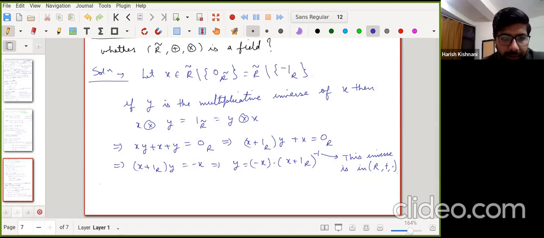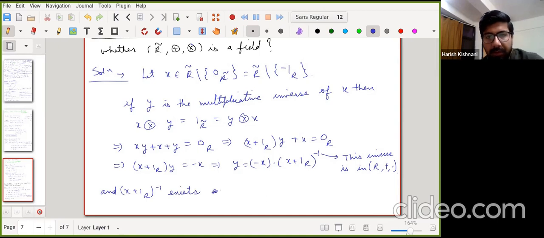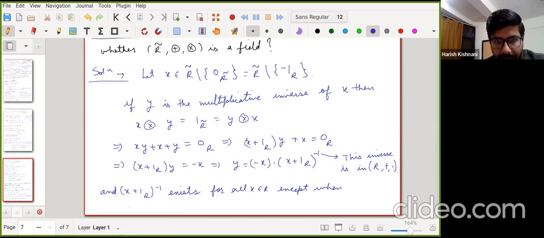Okay, and (X plus IR) inverse exists for all X in R except when this element is 0, that is, X plus IR is 0 of R. So except this choice, every time this will exist, but this implies X is minus of 1 of R.